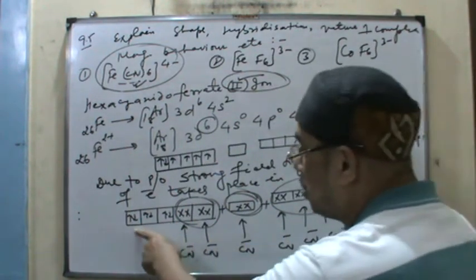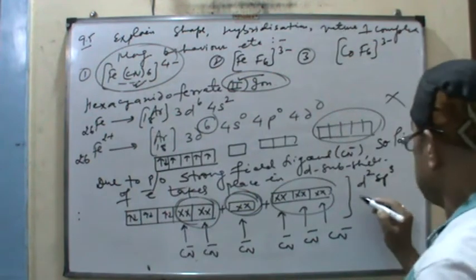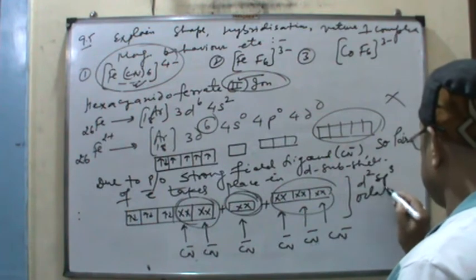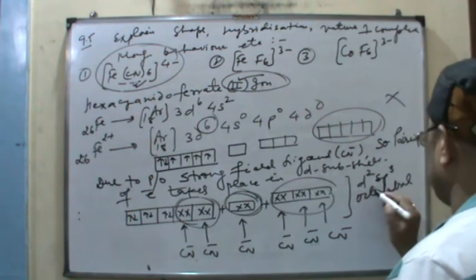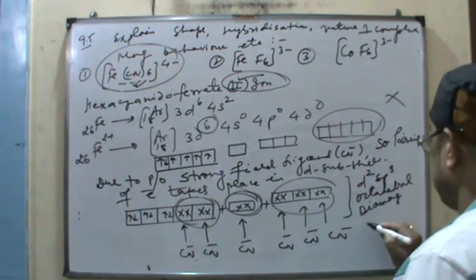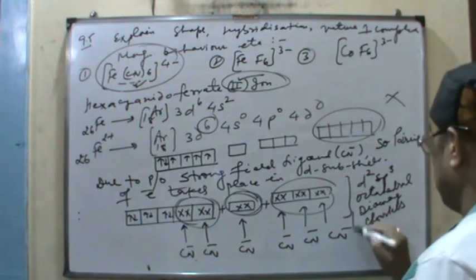Then tell me, all electrons are paired up in the d subshell. So first of all, what is the shape? Shape is very much clear. It is octahedral. Is it diamagnetic or paramagnetic? It is diamagnetic. Is it colored or colorless? If anything is diamagnetic, it is colorless.